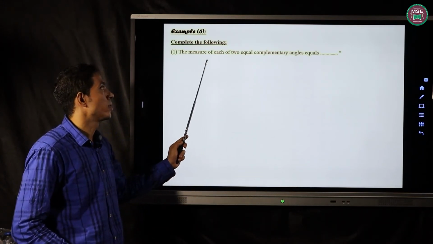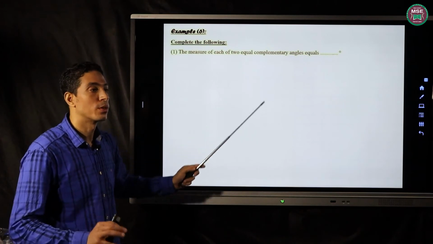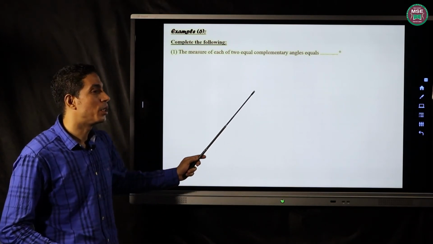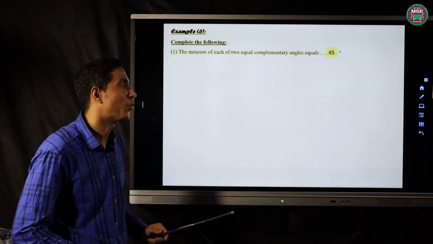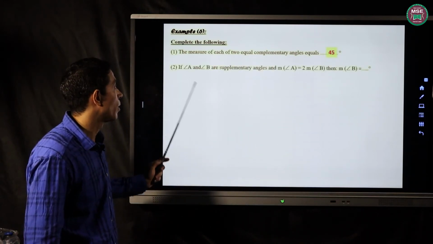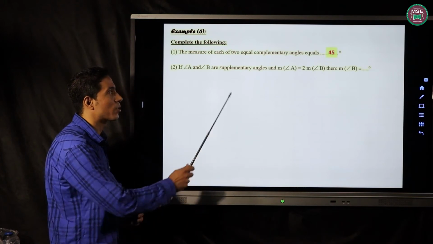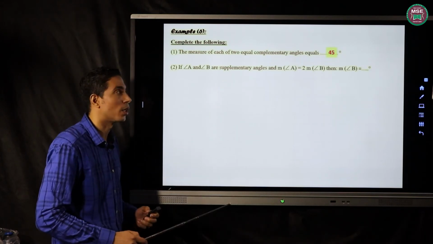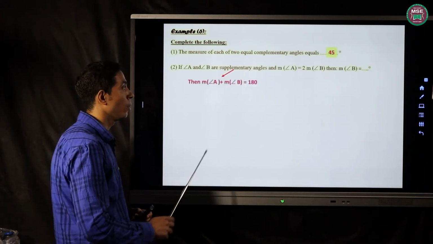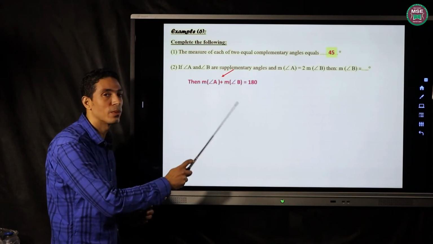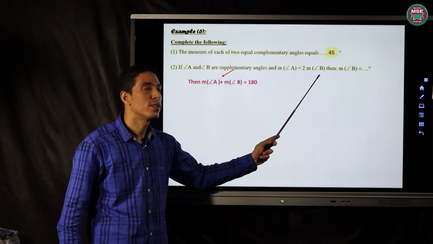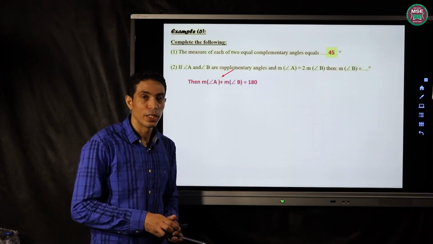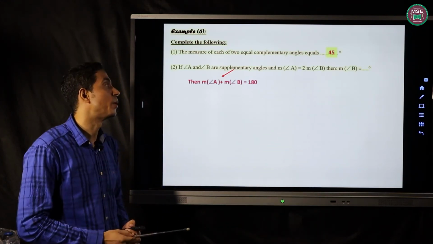And he said that the 2 angles are equal in measures. Then we divide, 90 divided by 2. The answer equals 45 degrees. Number 2, if angle A and angle B are supplementary, then their sum equals 180. The measure of angle A plus the measure of angle B must equal 180. And the measure of angle A equals twice the measure of angle B.